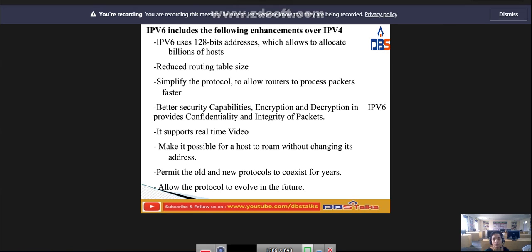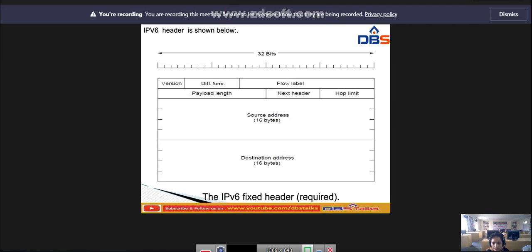So this is called Internet Protocol version 6. Here I have the diagram, also 32 bits wide, and this also has some explanation. This is the fixed header of IPv6.